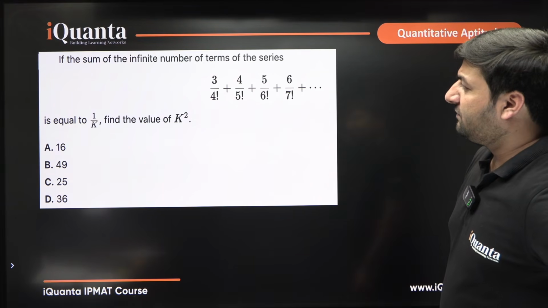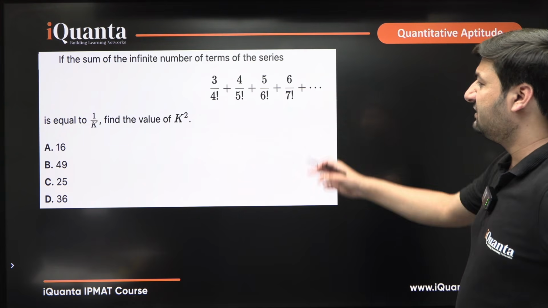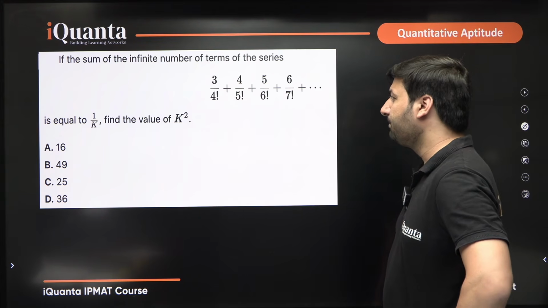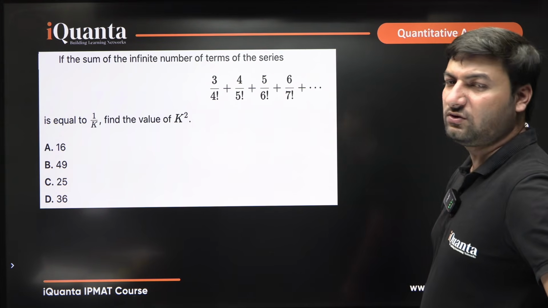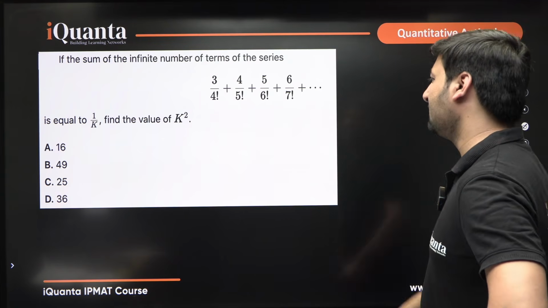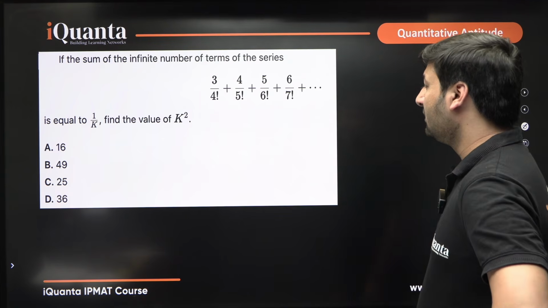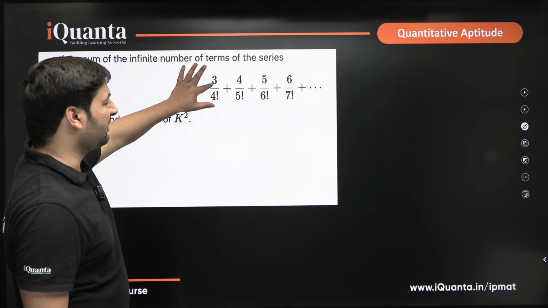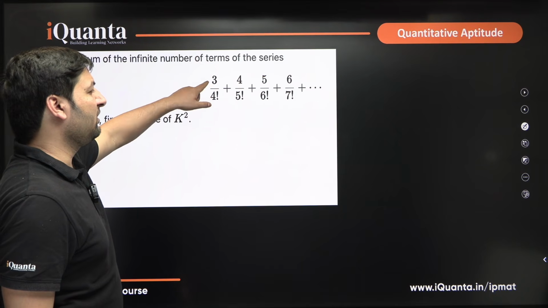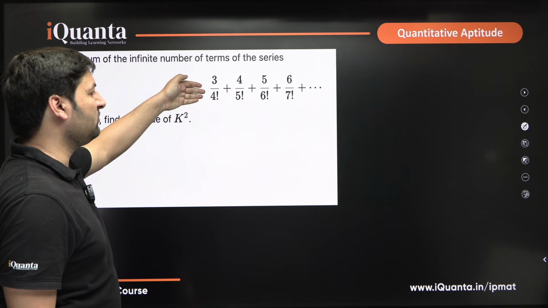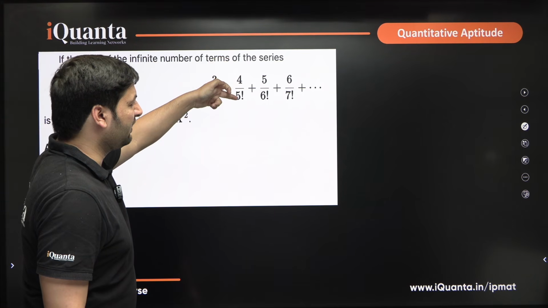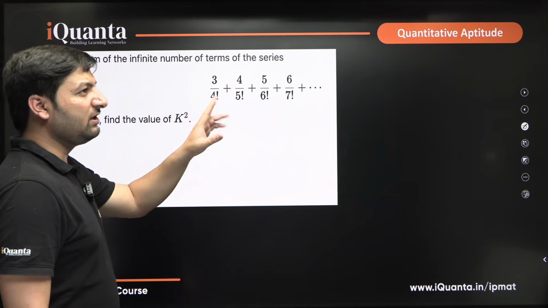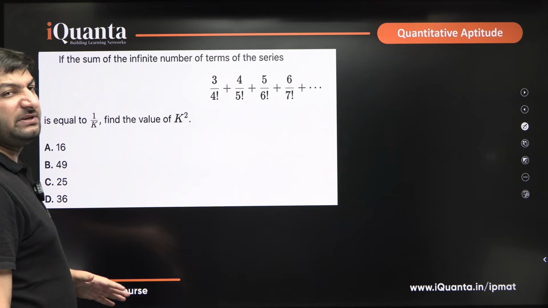If the sum of the infinite number of terms of the series is equal to 1 by k, find the value of k square. Options are given, okay? All options are perfect squares, because the answer will be a square. 3 upon 4 factorial, 4 upon 5 factorial. If you cancel 3 with this 3 in the 4 factorial, what will you get? You will get 1 upon 1, 2, 4. If you cancel 4 in the 5 factorial from numerator, you will get 1 upon 1, 2, 3, 5. So there is no such sequence that is being generated.